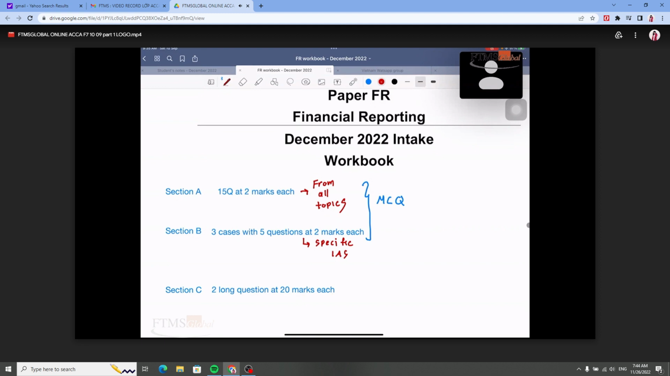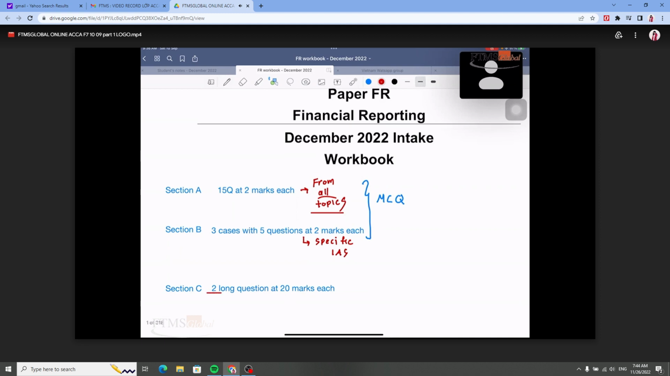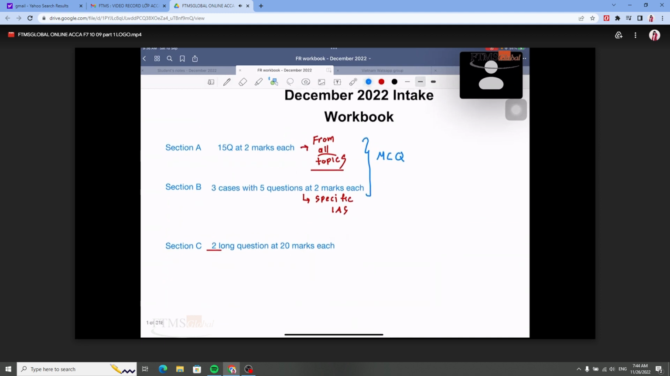So maybe those 3 cases are specifically testing you on IAS 16, maybe IAS 20, etc. So it's specific IAS. Do you see the difference between section A and section B now? Both are MCQ, but section A is from all topics, everywhere, and section B is from specific IAS. Then for section C, we are required to answer 2 long questions. These 2 long questions usually will be from 3 areas.